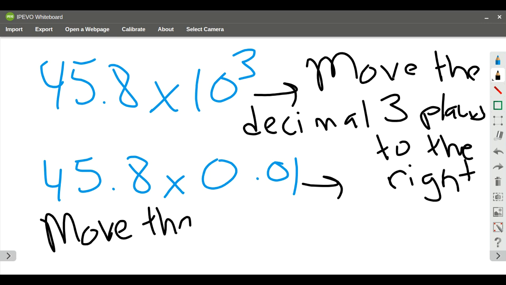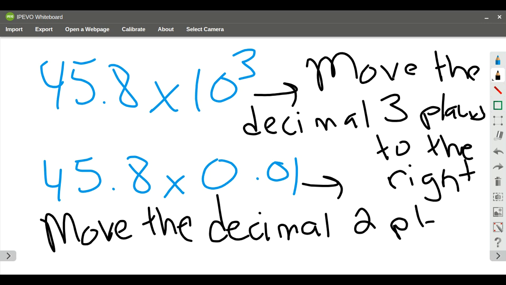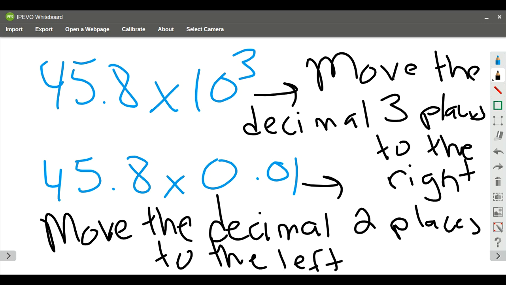And then with my decimal, I'm going to move the decimal two places to the left because I have a value that is less than 1. And so because this value is less than 1, my answer over here needs to be smaller than this original product. So the answer here would be, if I move it two places, 0.458. So it's going to be 458 thousandths.